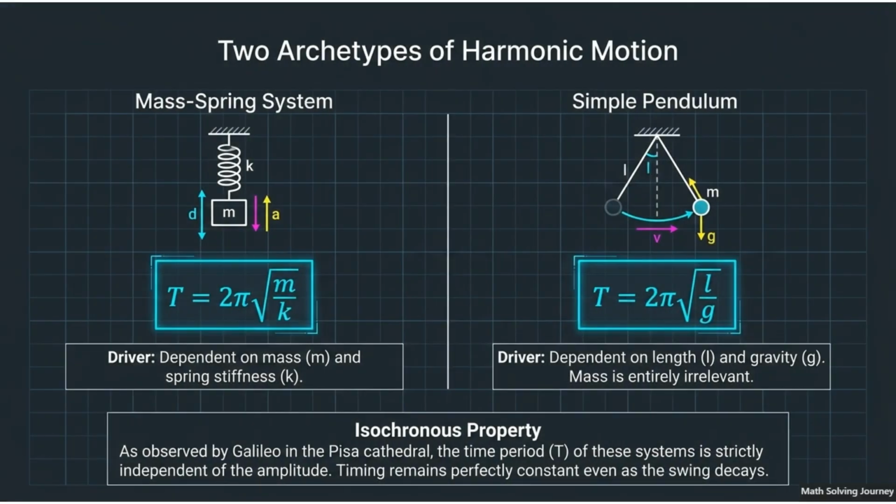Two classic archetypes of harmonic motion are the mass spring system and the simple pendulum. The period, T, of the mass spring system depends on mass and spring stiffness, while the simple pendulum's period depends only on length and gravity. Both exhibit the isochronous property, meaning the period is independent of amplitude.